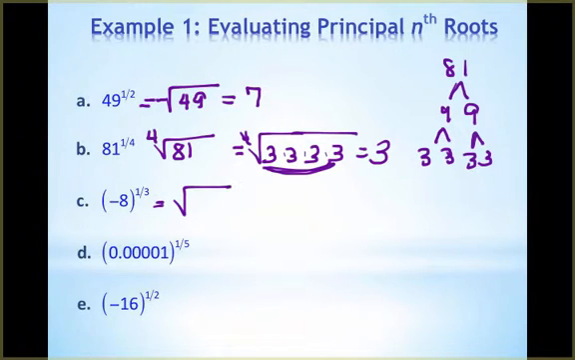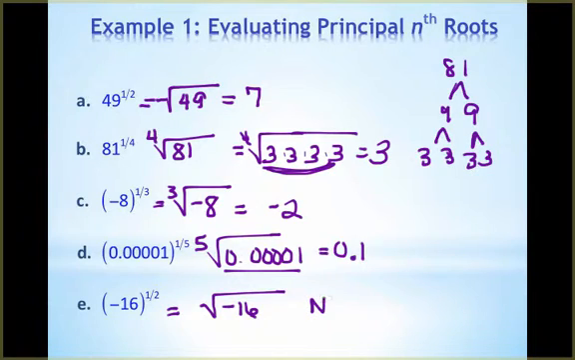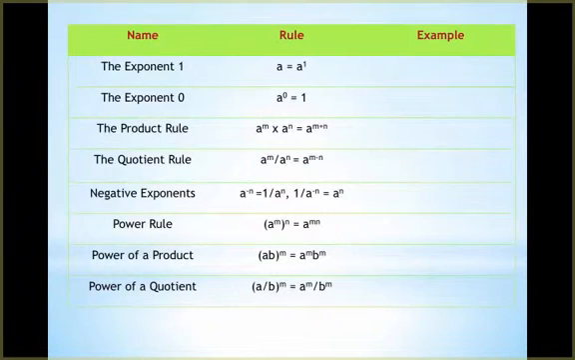-8 to the 1/3 is the same thing as the cube root of -8, which is -2. 0.00001 to the 1/5 would be the 5th root of that, which would be 0.1, because 0.1 times itself 5 times would give me that value. And -16 to the 1/2 is the square root of -16, but we know that that is non-real. So let's take a moment and go back and review our rules of exponents.